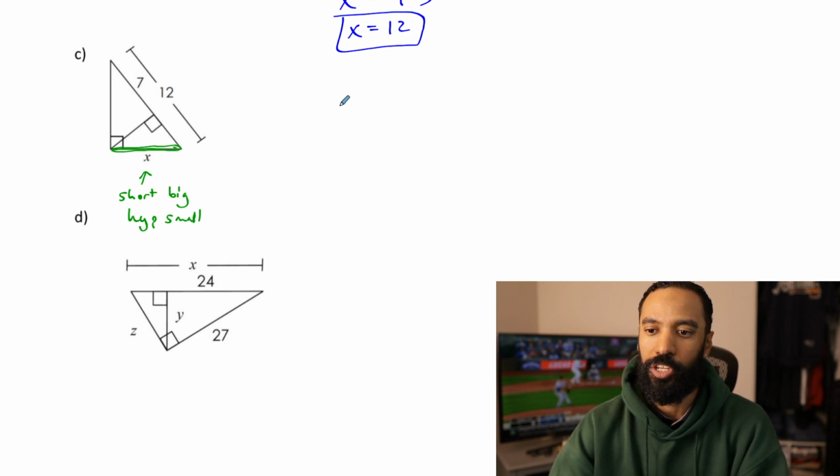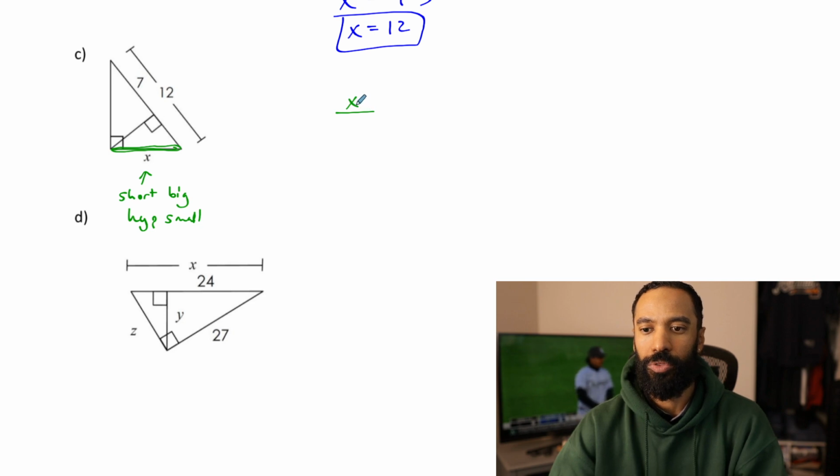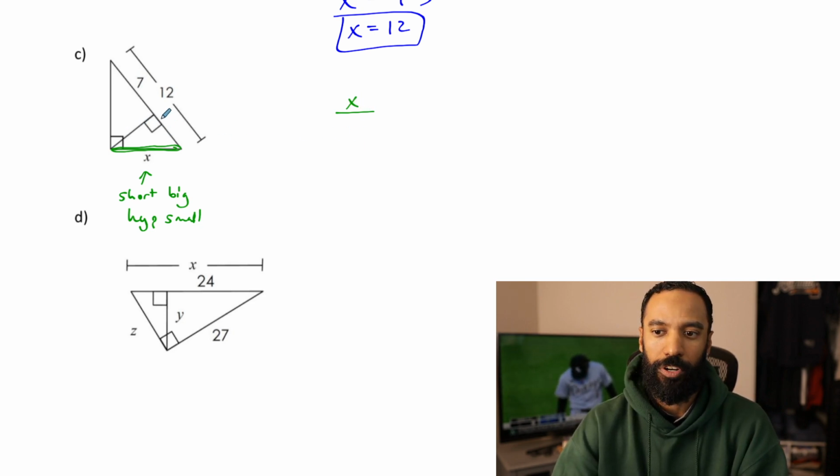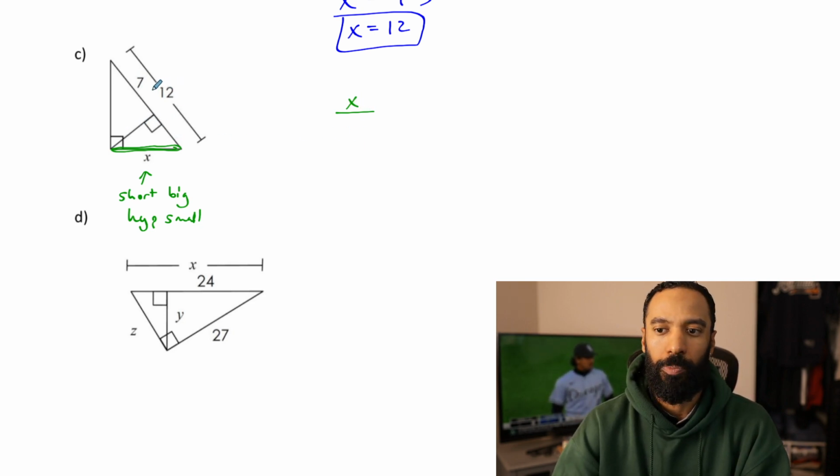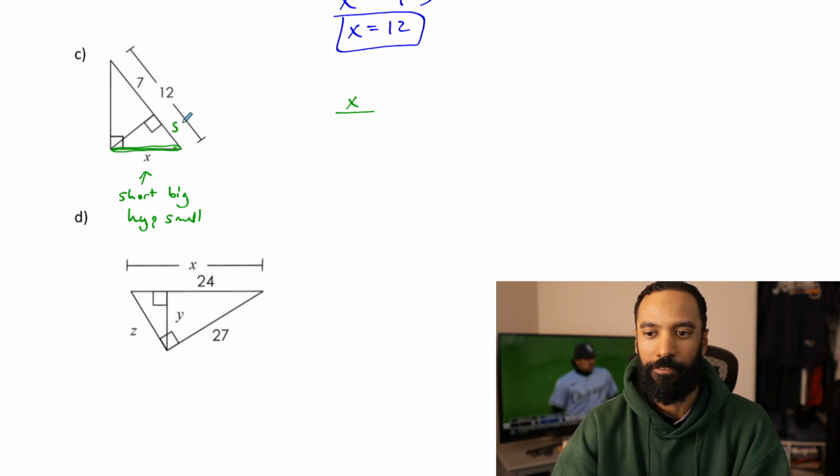So let's talk about the short leg of the big triangle, x, over, let's go, the short leg of the small triangle. That would have been here. I don't have that. Ooh, but I can get that. 12 minus 7, I get 5.